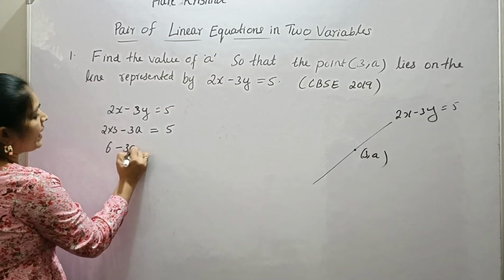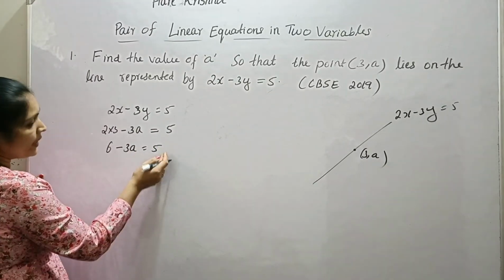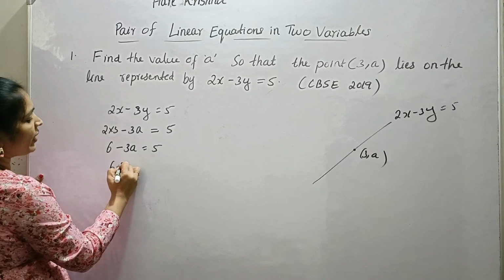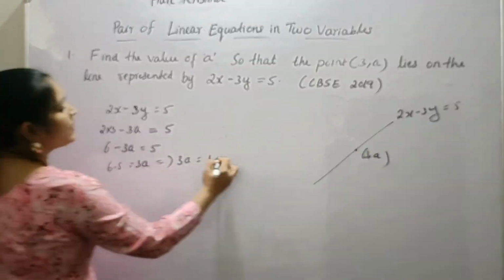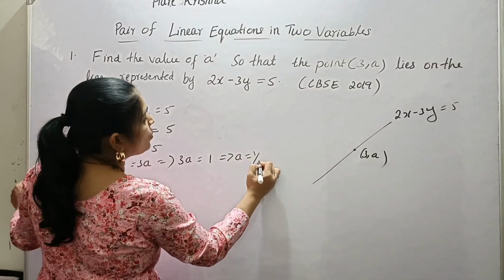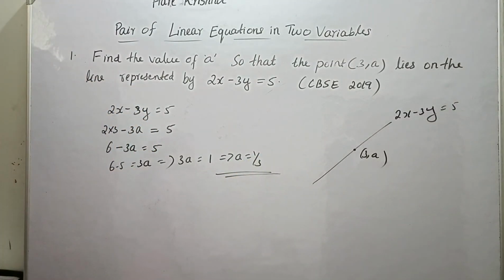So 6 minus 3a is equal to 5. So take 3a to the right side, take 5 to the left side, 6 minus 5 is equal to 3a. That implies 3a is equal to 1. That implies a is equal to 1 by 3. Value of a is 1 by 3.